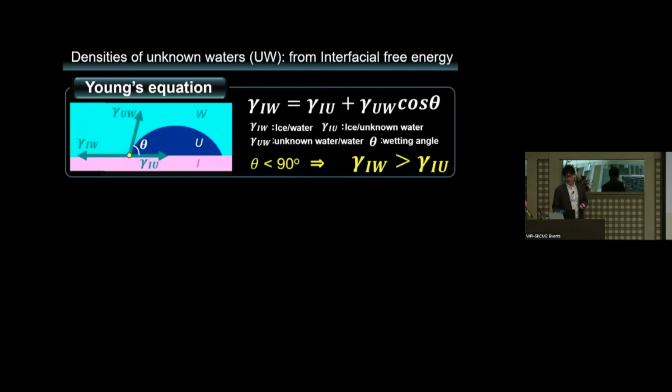And if the ice is high pressure ice, the unknown water should have a density higher than that of the bulk water, because the density of the high pressure ice is larger than that of water. And for the case of ice-1H, the density of the unknown water should be lower than bulk water, because the density of ice-1H is lower than bulk water.